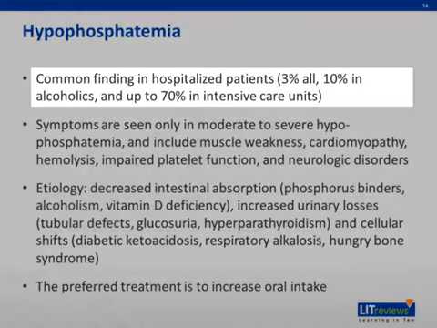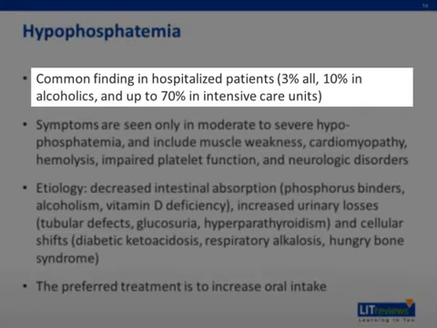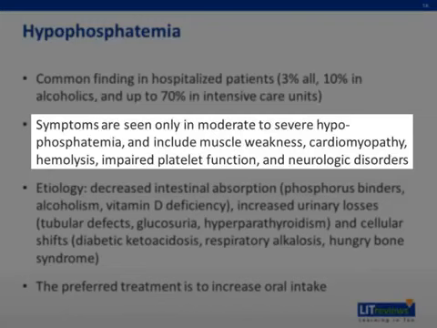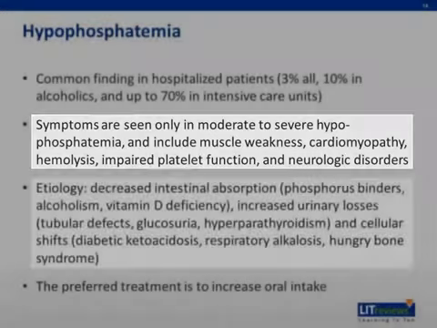Hypophosphatemia. Hypophosphatemia is a common finding in hospitalized patients. It is present in 3% of all patients admitted to the hospitals. It is more frequent in patients with history of alcoholism and can be present in up to 70% of patients in the intensive care units. Hypophosphatemia is usually asymptomatic, but in moderate or severe cases, it can be manifested as muscle weakness, cardiomyopathy, and heart failure, and may cause hemolysis, platelet dysfunction, and neurologic disorders.